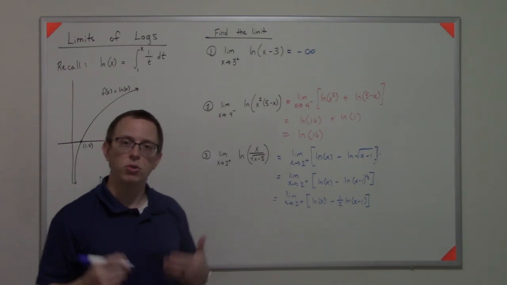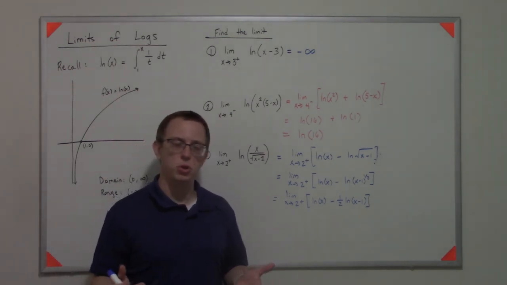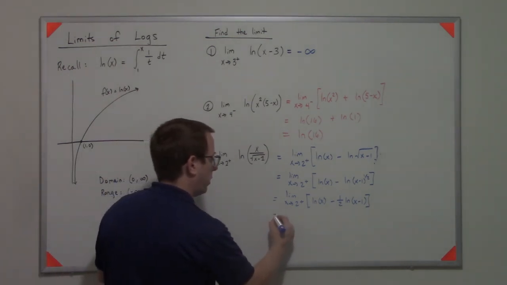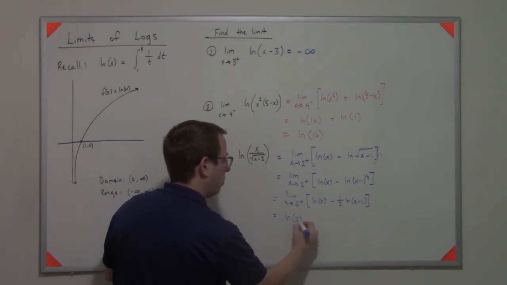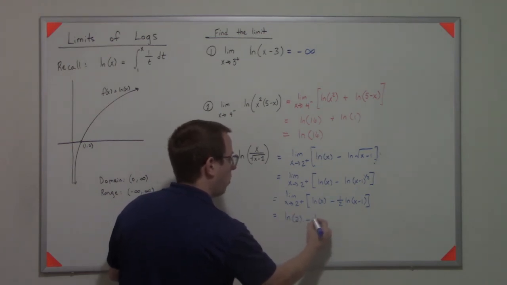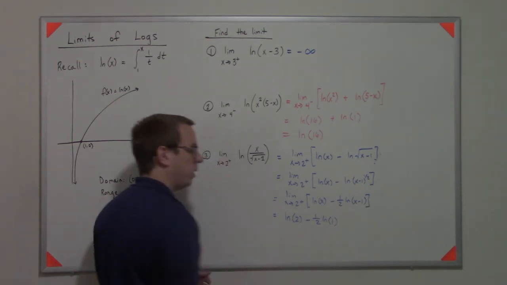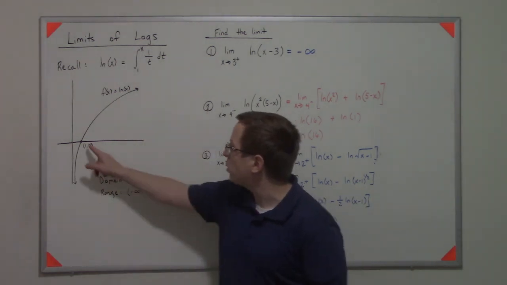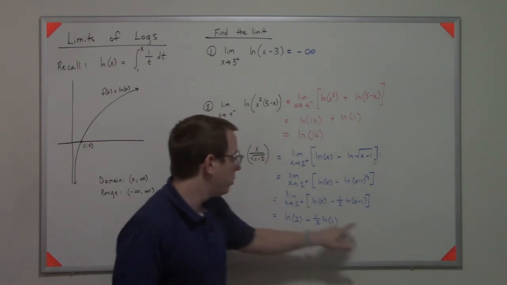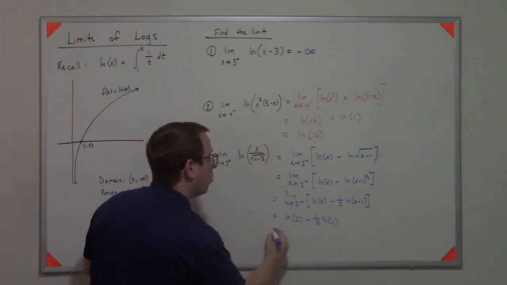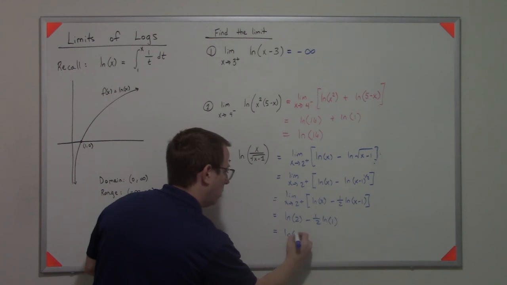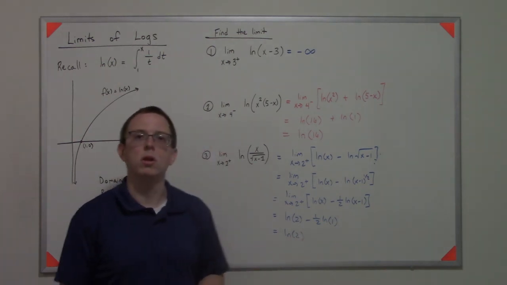Now we can try direct substitution. We can say, okay, well that's the natural log of 2 minus 1/2 the natural log of 2 minus 1, which is 1. But again, we know that the natural log of 1 is 0. So this term vanishes, and we're left with the natural log of 2.